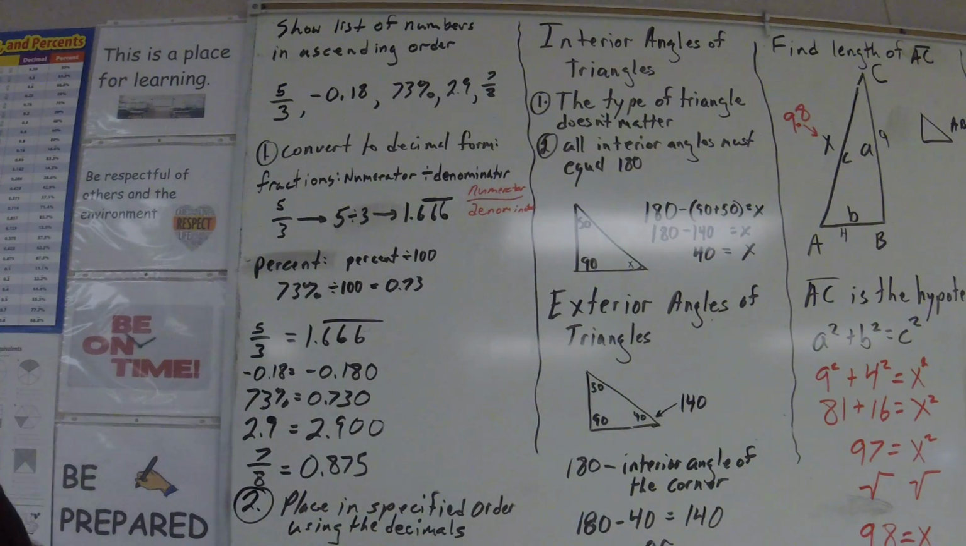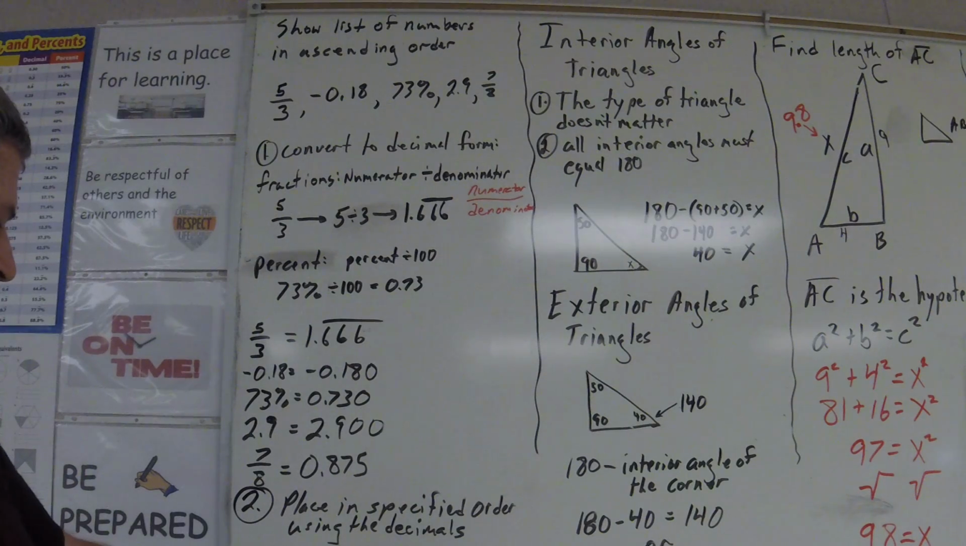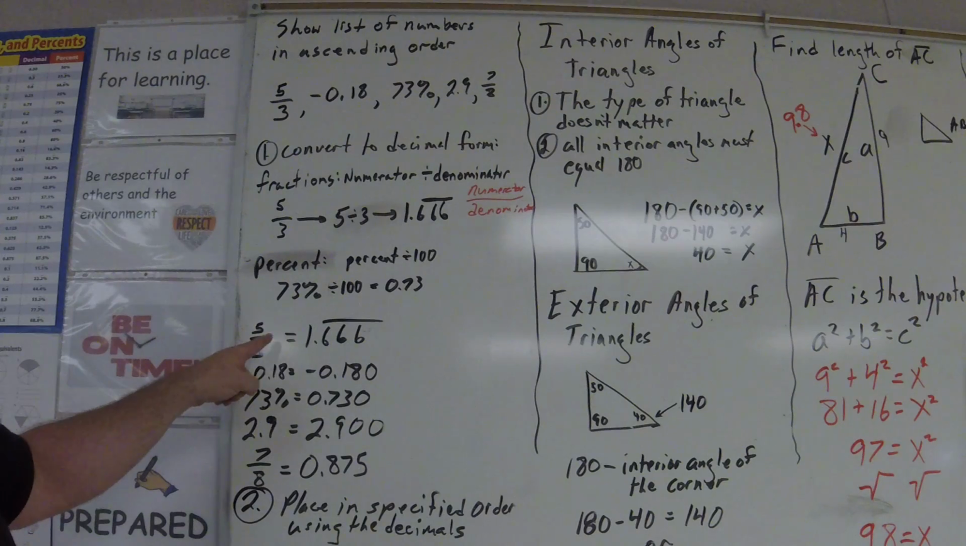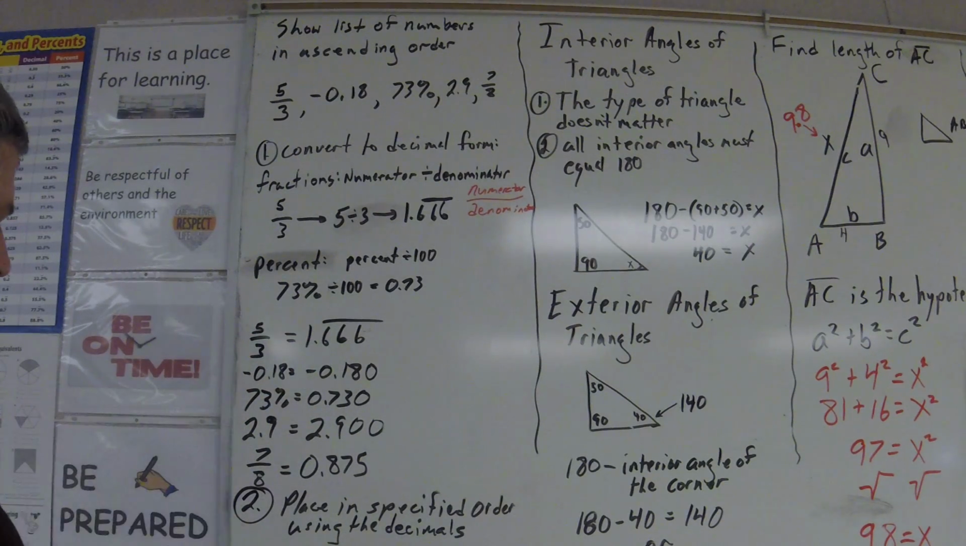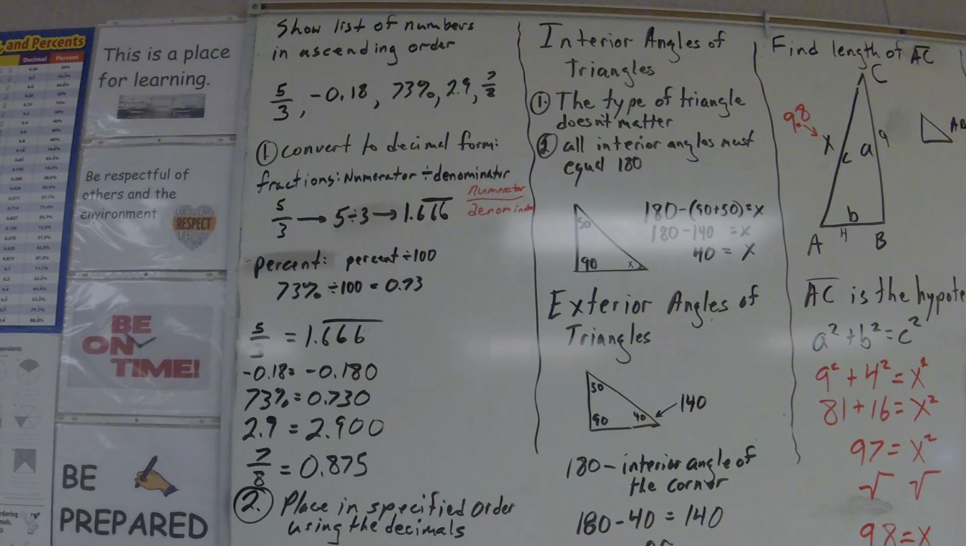And then the next is 0.73, which is our 73%. Our next decimal is 0.875, which is our fraction of 7/8. Our next is 1.66, which is our fraction of 5/3. And then 2.9 and 2.900, those are the last.